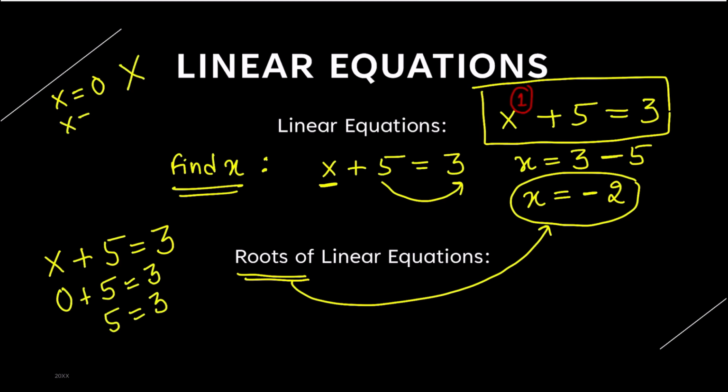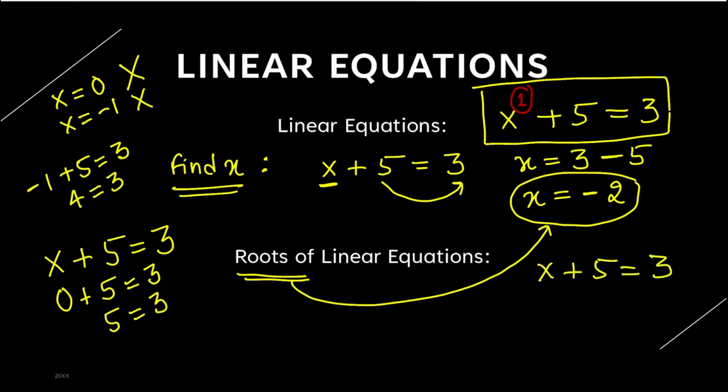Now, you can also try with x is equal to minus 1. So, minus 1 plus 5 should be equal to 3, but minus 1 plus 5 gives 4 is equal to 3, which is still not true. So that is why even x is equal to minus 1 is also not a solution to this equation. What exactly is the solution to this equation? x plus 5 is equal to 3, and we know x is equal to minus 2 is the solution. So when I put in minus 2 plus 5 is equal to 3, or 3 is equal to 3, which is true. So that is why x is equal to minus 2 is a solution of this equation.